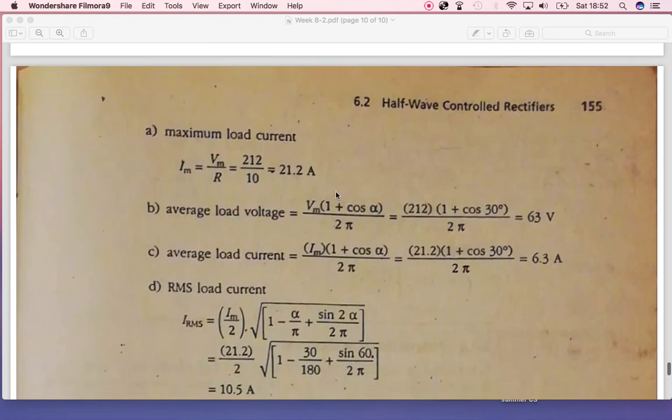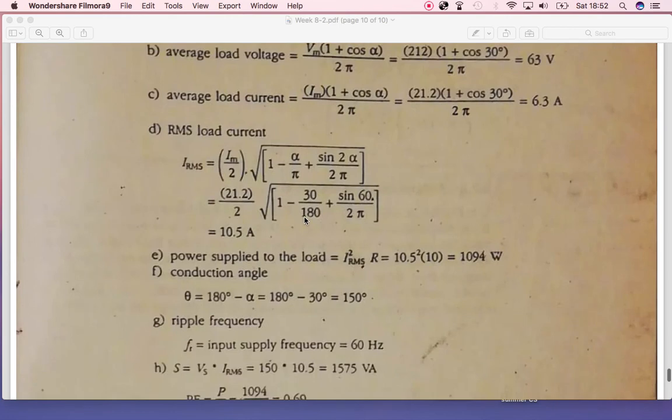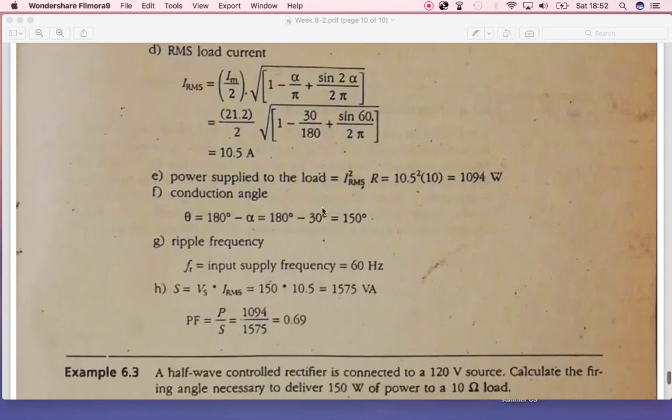We have the average voltage formula, putting all those known values over here to calculate the load voltage, and the load current formula, putting all the known values over here to calculate the load current. We have this formula for the RMS calculation, and this formula for the power, and we put in all those known values to calculate the desired entities.